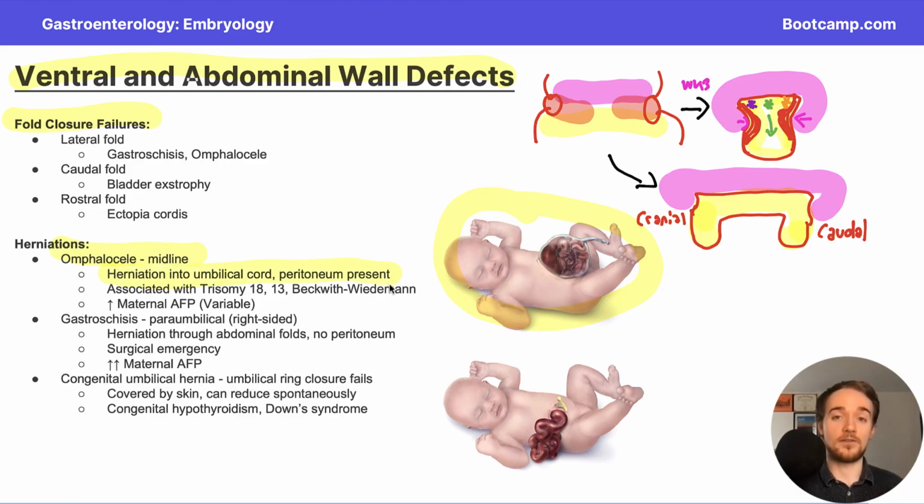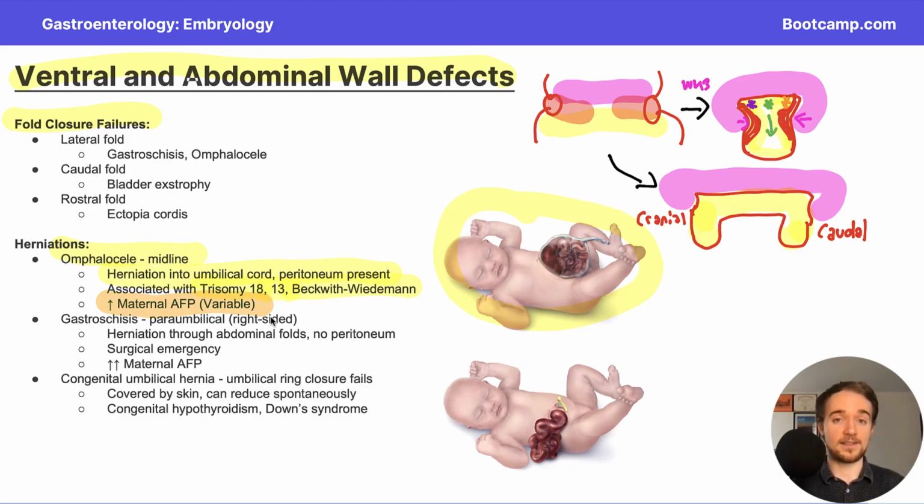Importantly, this has a lot of genetic associations, including trisomy 18, which is Edwards syndrome, trisomy 13, which is Patau syndrome, and Beckwith-Wiedemann syndrome. It is not particularly associated with Down syndrome. One of the most important things I can tell you about an omphalocele is the rise in maternal alpha-fetoprotein. Why is that? Because omphalocele will result in an increase in maternal alpha-fetoprotein. However, other things do too, including spina bifida.